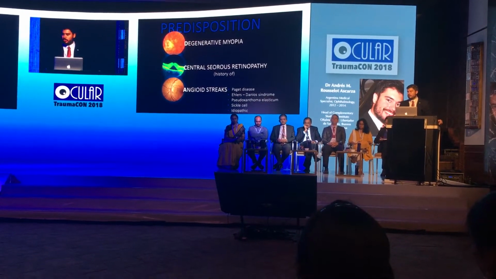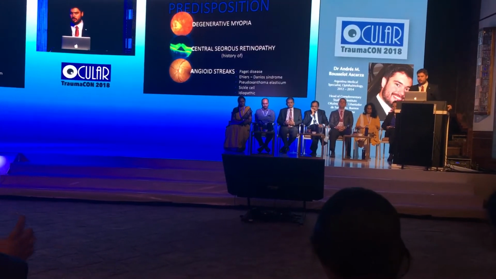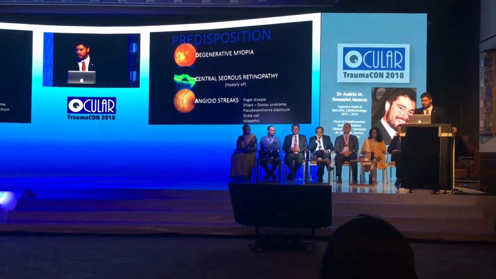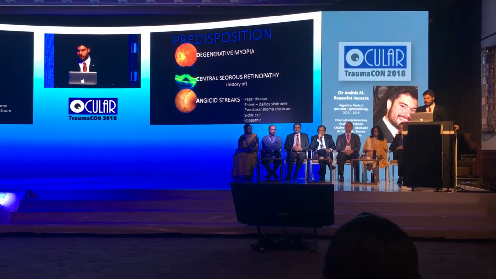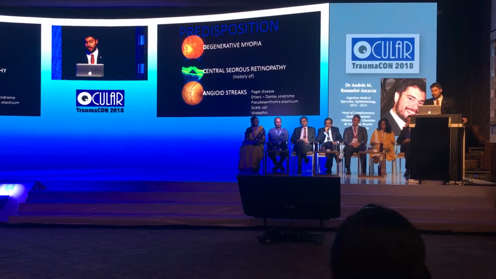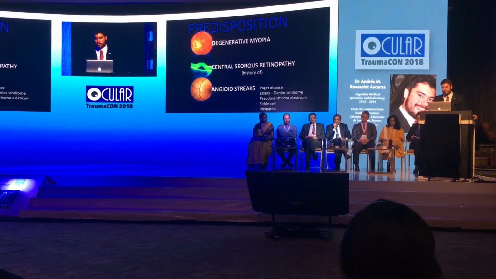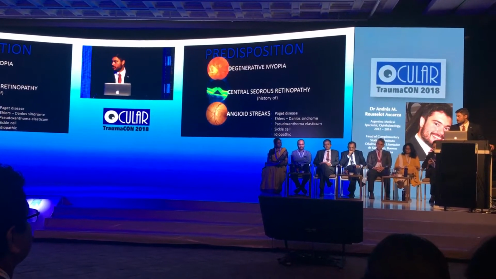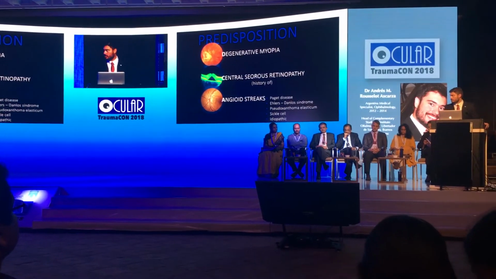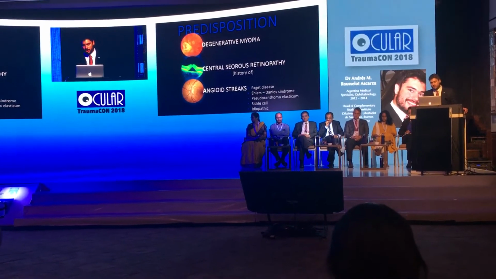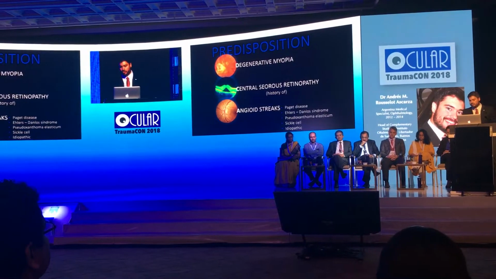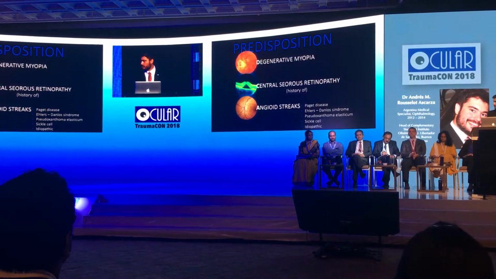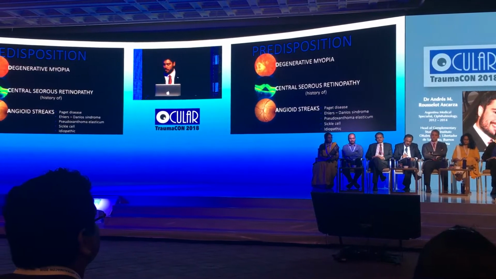There are, of course, predispositions for this. Not everyone that gets a strong enough punch in the eye gets this type of complication. Degenerative myopia can cause this. A long history of central serous retinopathy can weaken the Bruch's membrane and cause predisposition to develop this kind of complication. And of course, the presence of angioid streaks in all the different pre-existing conditions can also be a factor in this.